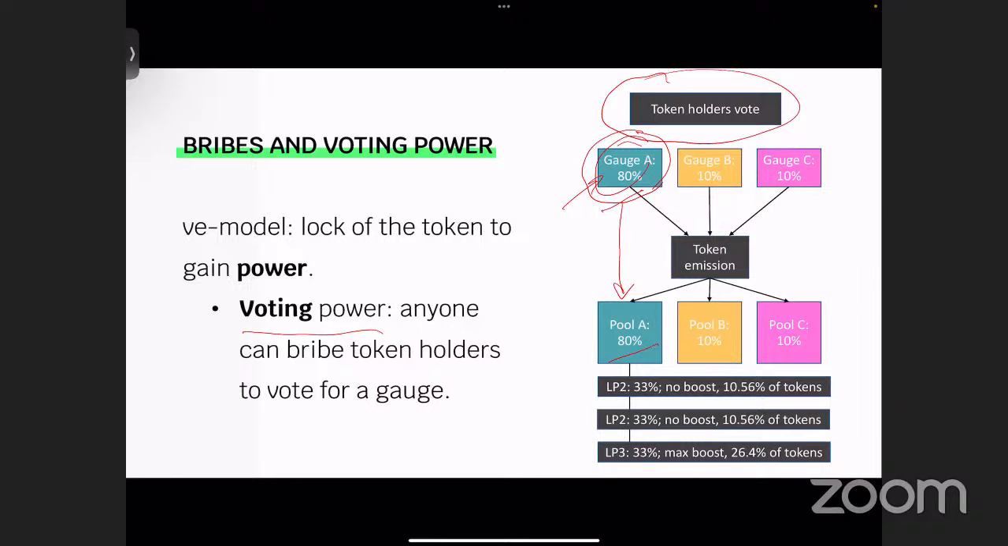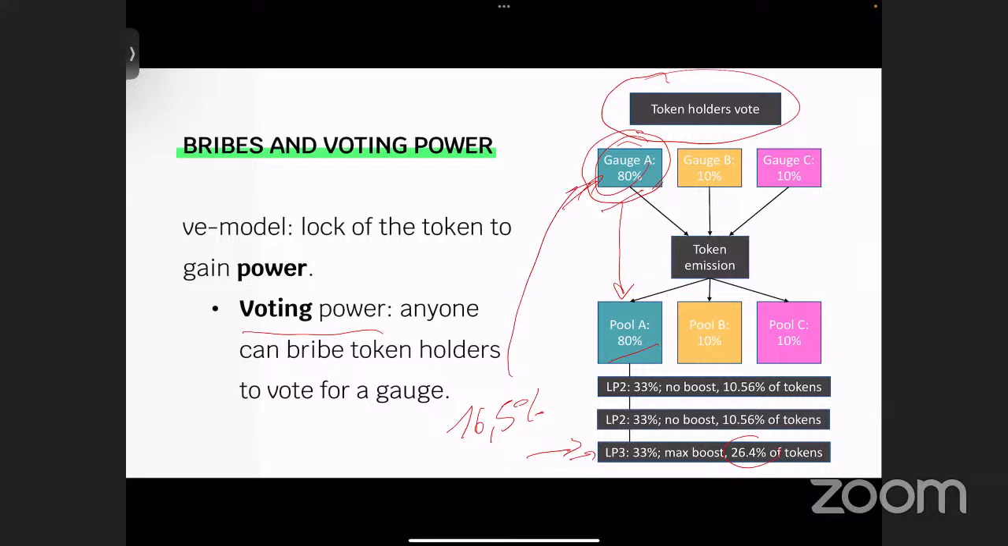And as a result, you can see that the liquidity providers win way more. Liquidity provider number 3, before, was winning 16%, now he will win 26%. So who is paying the people who hold the voting power? Who is bribing them? Liquidity providers. They have a direct incentive to increase their reward. So they can say, instead of doing nothing and just earning 16.5%, maybe I can reinvest a bit of my profits to incentivize people to vote for gauge A.